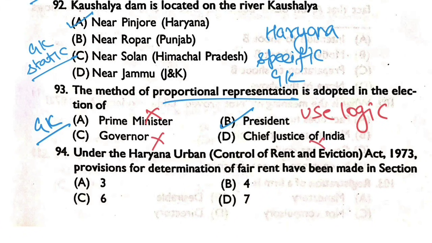Then question 94, under Haryana Urban Control Rent Eviction Act, provisions of fair rent have been made in which section? Now this is, I'm showing you because it's another local law question. There will be 2 to 3 local law questions, but they will only be from the Bare Acts. So you do the Bare Acts definitely for the local laws, the Rent Control and the Punjab Courts Act.